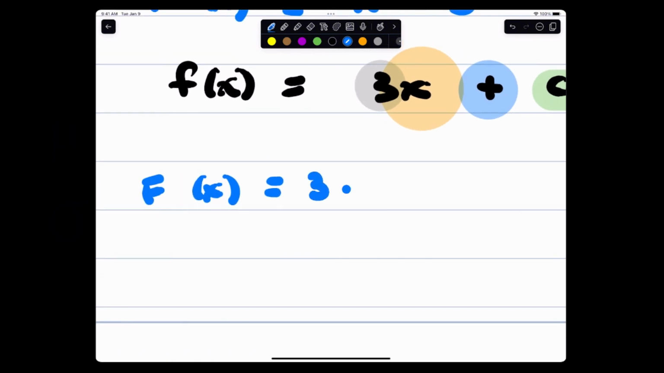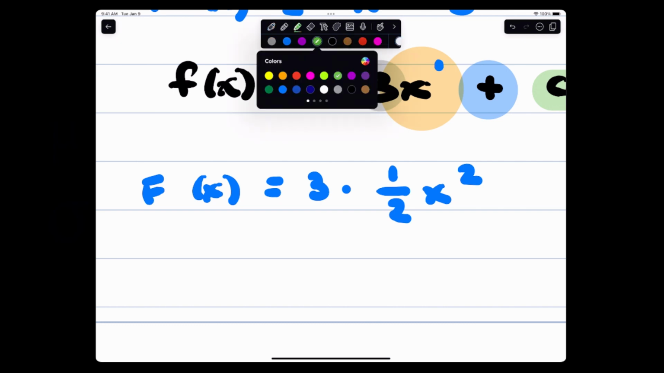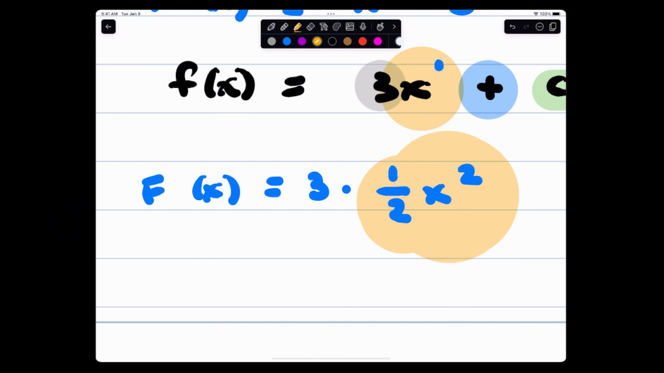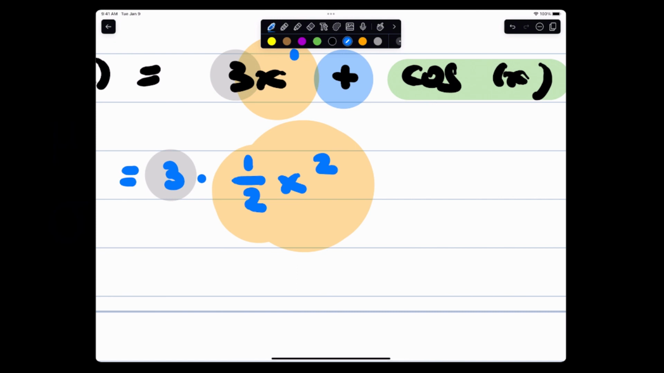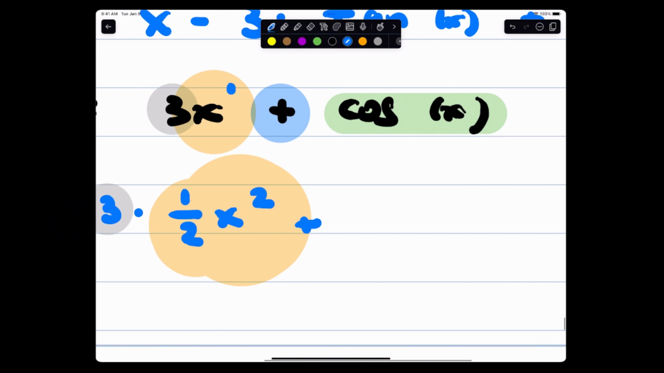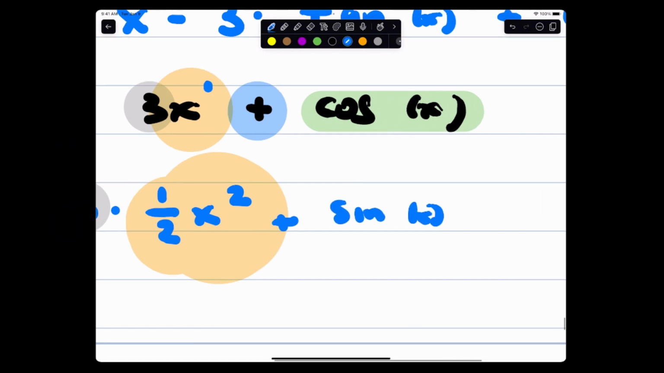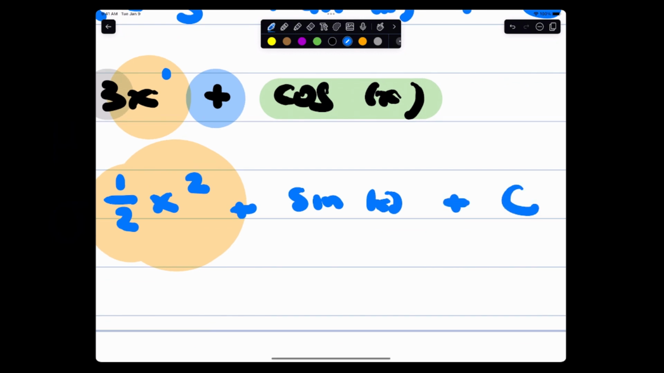Now, what's your antiderivative of x? Right, it's x to the first. What do you guys use? Power rule. So what is this going to be? 1/2 x squared. Your constant's already here, 3, plus, what's the antiderivative of cosine? Just sine. And at the end, just put your plus c.